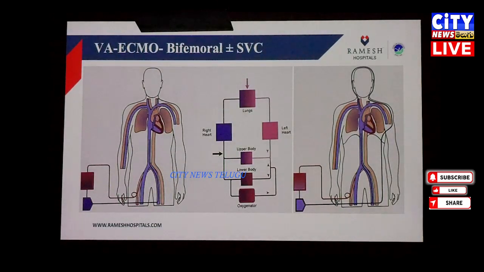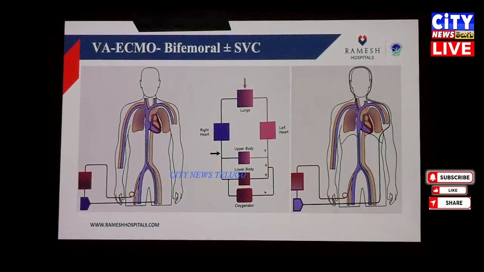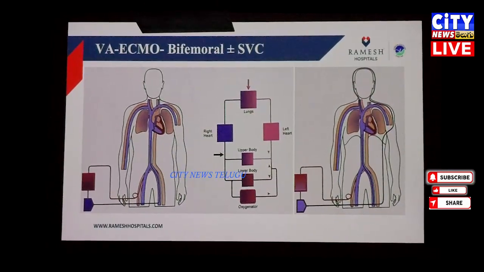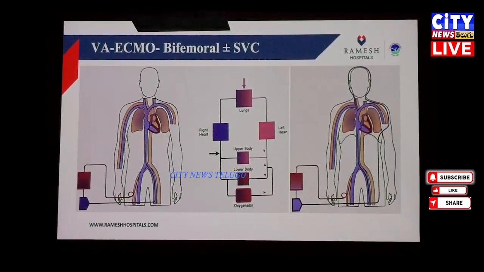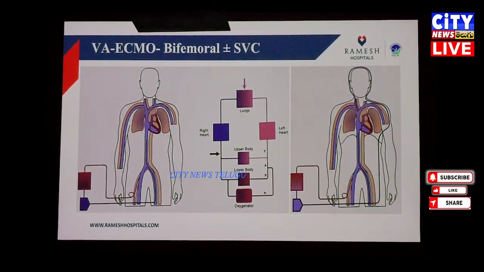Let's go to some of the configurations. Okay, now let's start off with veno-arterial ECMO. The classical veno-arterial ECMO, the simplest form of veno-arterial ECMO, is a fem-fem ECMO. That means you cannulate, if you see this diagram, blue is the venous side, red is the arterial side.